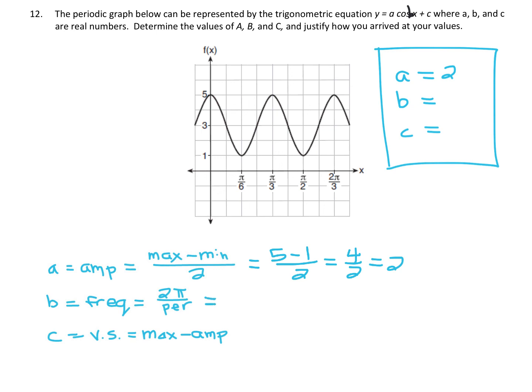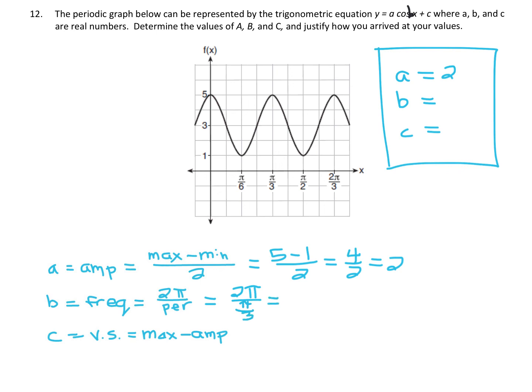All right, the frequency is equal to 2 pi divided by the period. Now remember, the period is the length of one cycle. So here is one complete cosine curve, and it takes us pi over 3 units to get there. So the period is pi over 3.